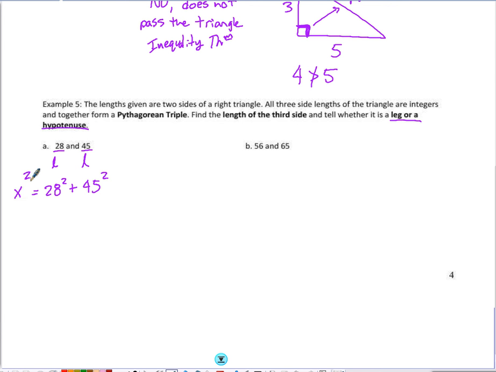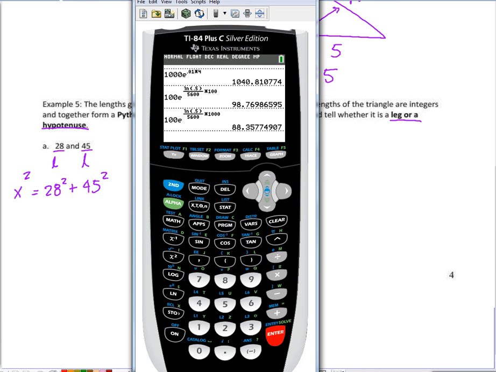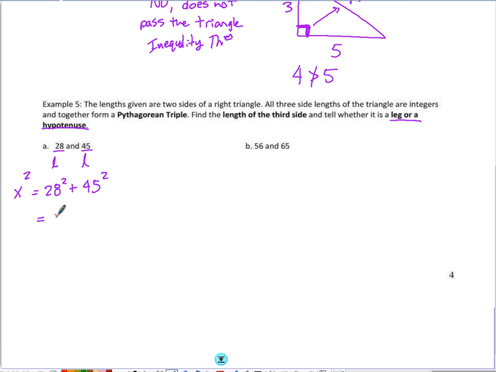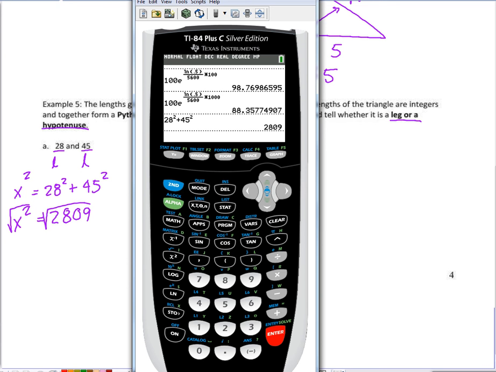So when I square 28, I end up with 2,809 in my calculator, plus, nope, I'm sorry, let me backtrack there. When I put that in my calculator, I'm going to do 28 squared plus 45 squared. When I add those two squares, I end up with a sum of 2,809. The last step I'm going to have to do in my calculator is the square root. And remember, if this value ends up being a decimal, then I know I did it incorrectly.